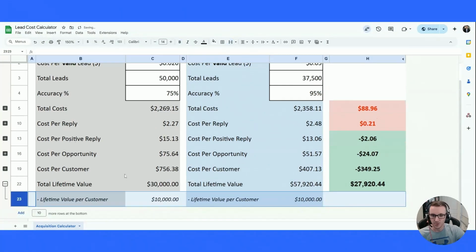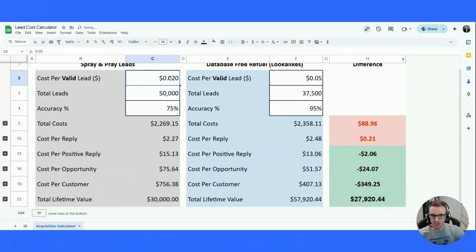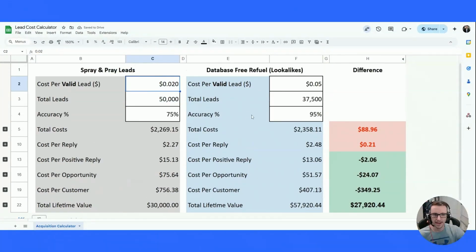Now, if you've got a total lifetime value, I'm just throwing a number in here, of $10,000. Of those 3 customers, of course, we generate about $30,000. So it seems cheap, but now let's compare that to more expensive lead data. And I say expensive sort of loosely because the expense really just comes at the cost of the lead data. So let's say our cost of lead data is 5 cents.